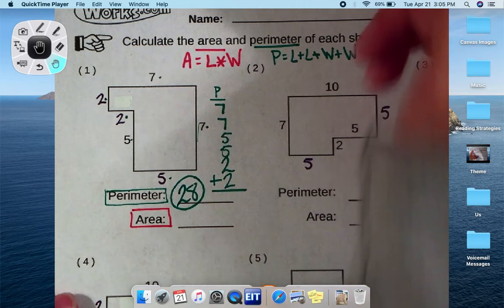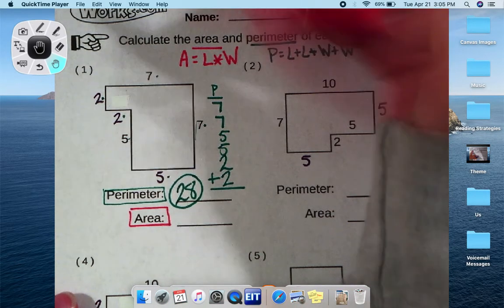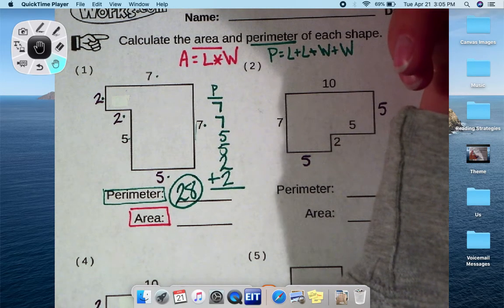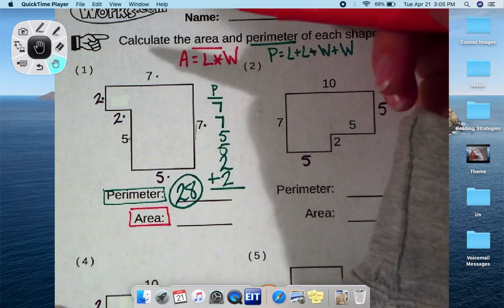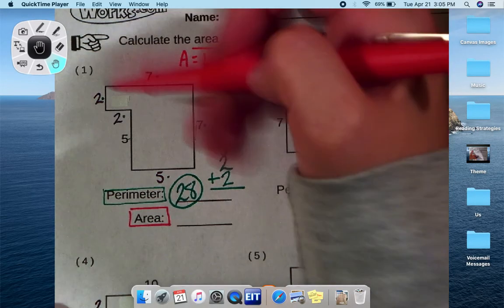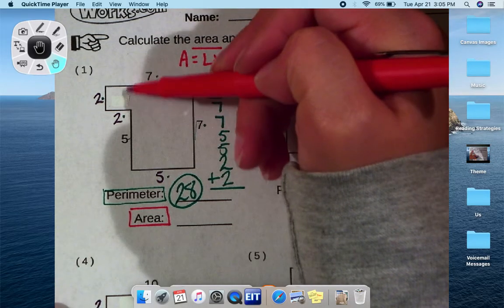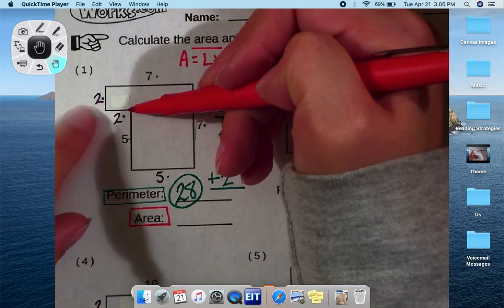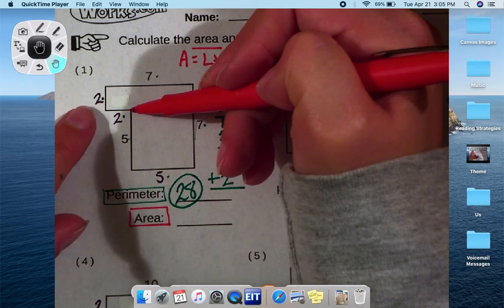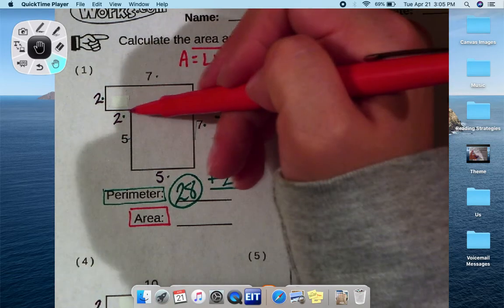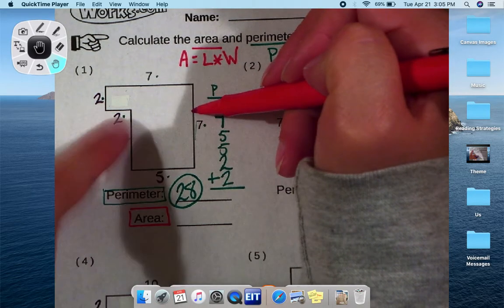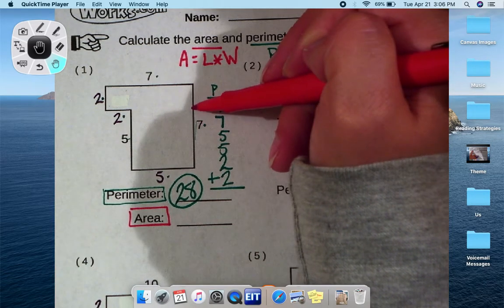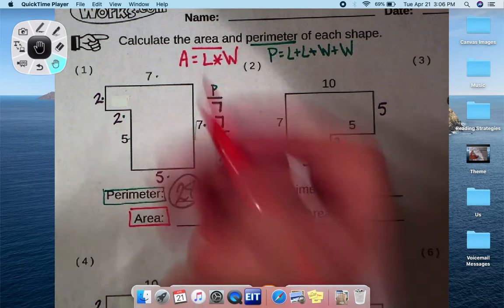Area of complex shapes is where it gets a little tricky. I need to split this into two rectangles, and however I split it, I need to make sure that I have a length and a width. So I could split it right here. If I split it right here, I will have a length of 2 and a width of 2. If I split it going across, I would have a length of 5. It wouldn't be 7. Here, I'll show you how I do that one.